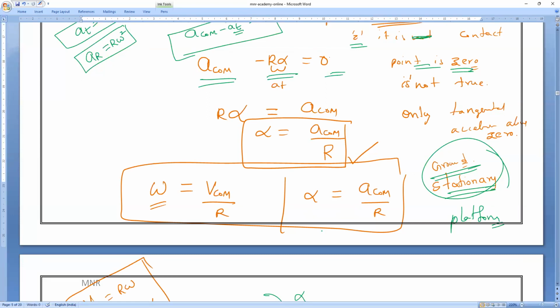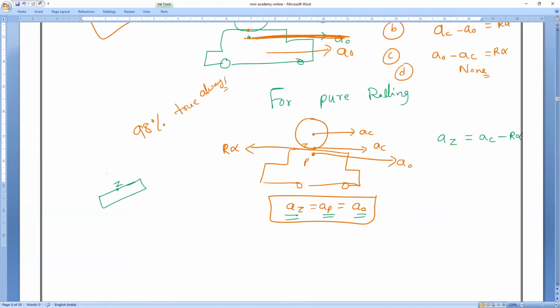Zero. But here, the platform is not zero. The platform is having some velocity. That is what AZ is. So with platform velocity, AZ is equal to AC minus R alpha. Now you can replace it. So we all know that AZ is equal to A naught, AC minus R alpha. R alpha will come this side, A naught will go that side. So R alpha is equal to AC minus A naught.